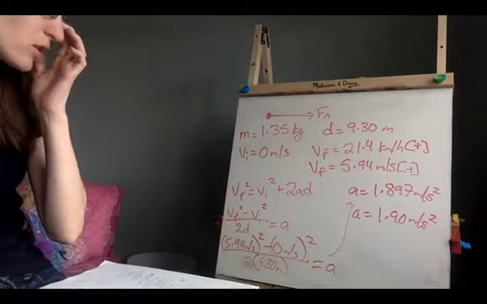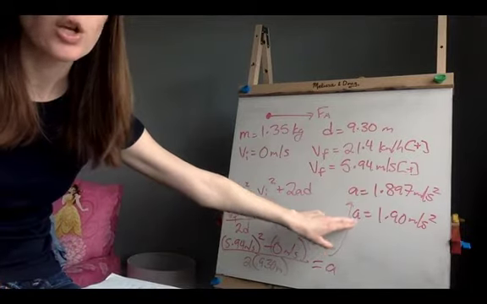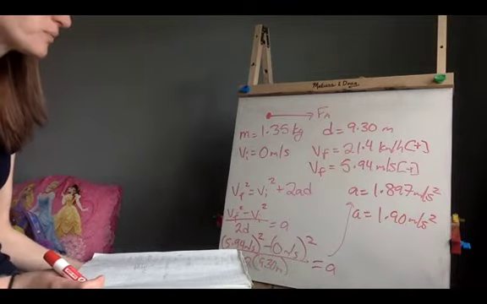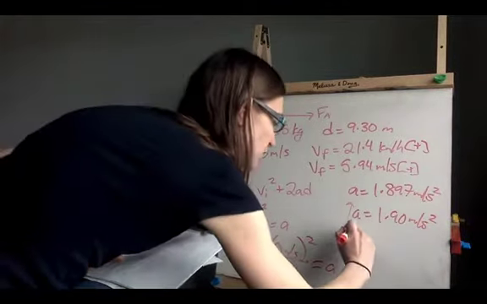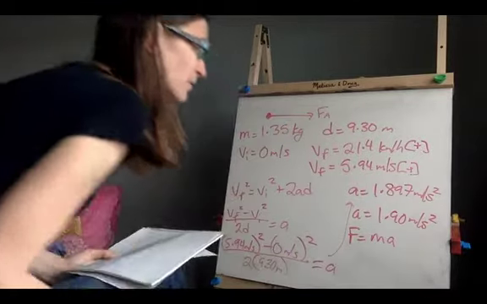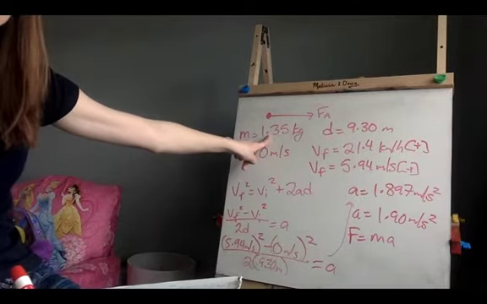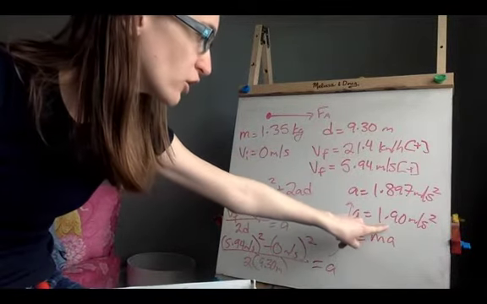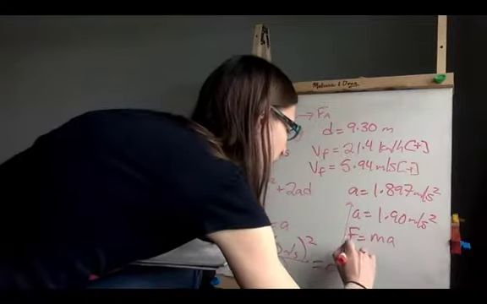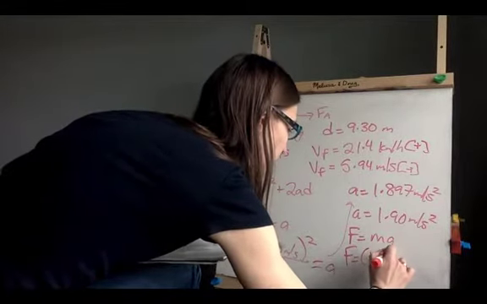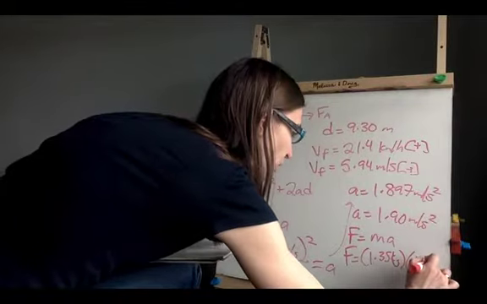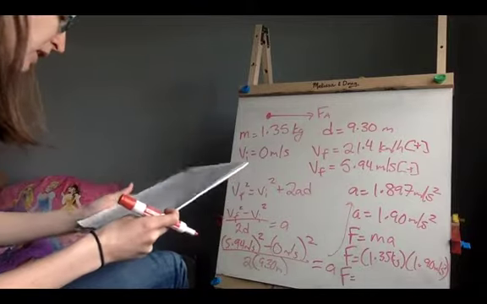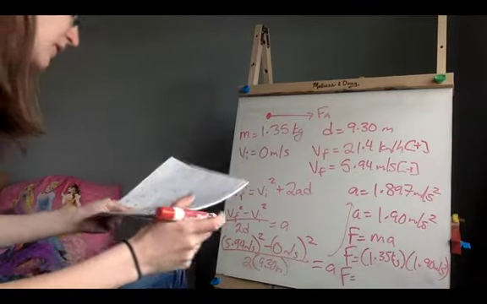Okay, so that's what we're going to use for our acceleration. Now that we have the acceleration, we can use that to find our force, because force is equal to mass times acceleration, and we have the mass of 1.35. So we take our 1.35 and multiply it by our acceleration of 1.90 meters per second squared. So force is equal to 1.35 kilograms multiplied by 1.90 meters per second squared, and what we get is a force of 2.57 newtons.